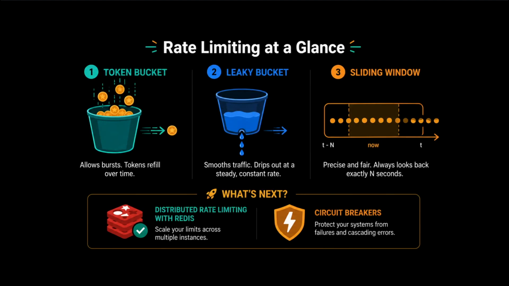Quick recap. Token bucket for burst tolerant APIs, leaky bucket for smooth constant output, sliding window for precision. If there's one thing to take away, rate limiting isn't just about blocking bad actors, it's about building systems that stay predictable under load. And choosing the right algorithm means your system degrades gracefully instead of catastrophically.